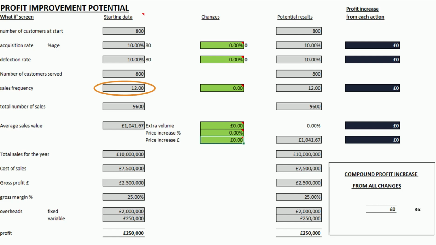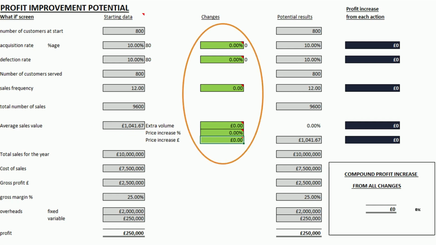So what we know is 800 customers 12 times a year gives us 9,600 transactions, invoices raised probably, and £10 million divided by 9,600 invoices is £1,041.67 average transaction spend.